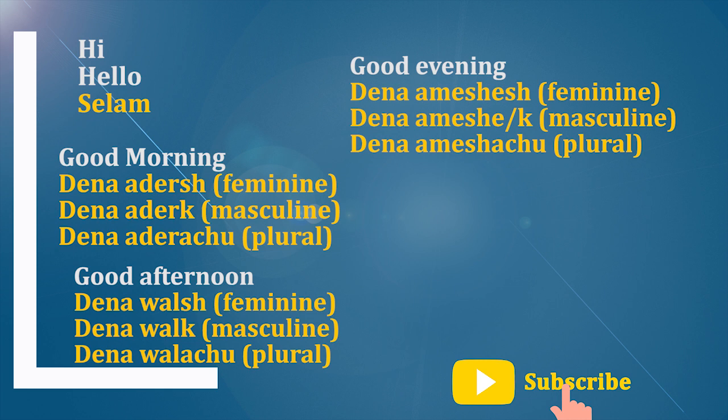Dana ameshek. You can say this. You could also take out the k. It's possible here, okay? Dana amesheh. Or plural, dana ameshachu.